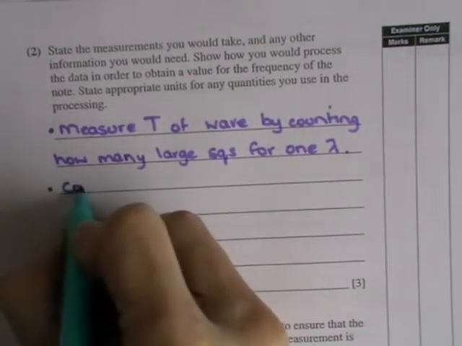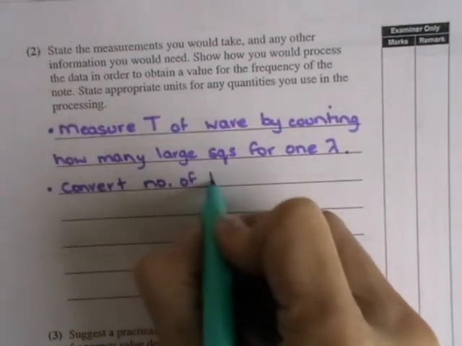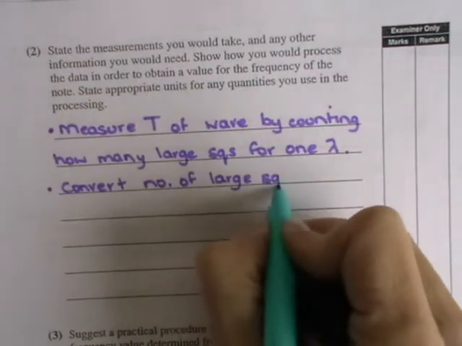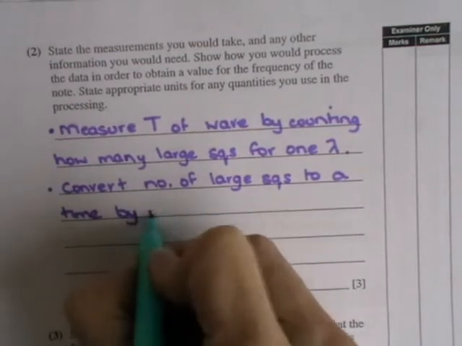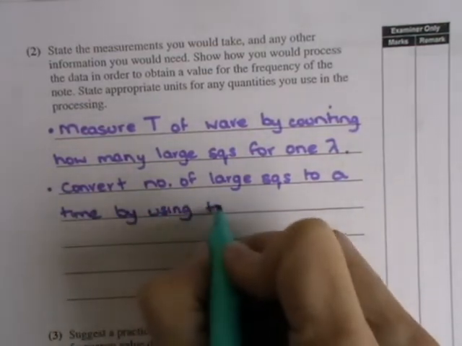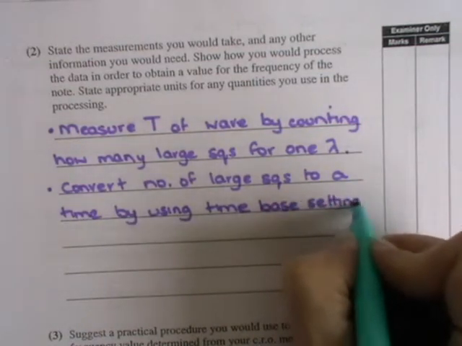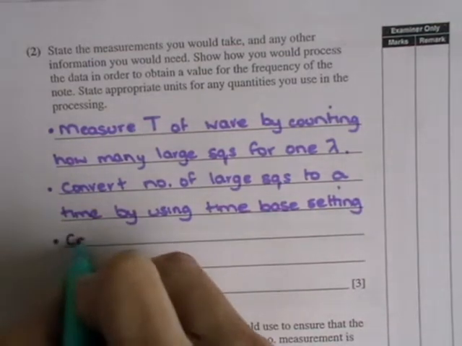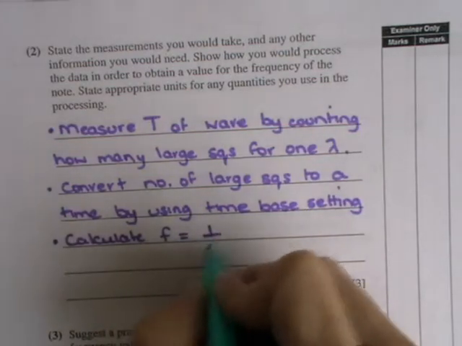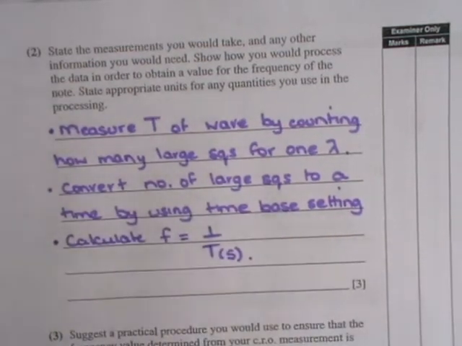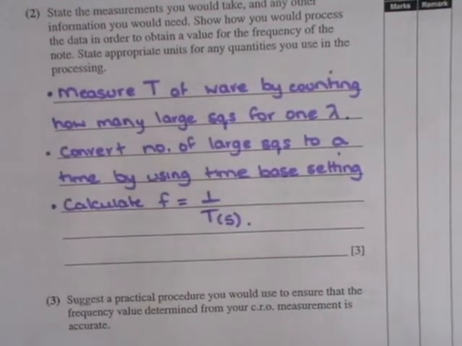Secondly, you have to convert the number of large squares to a time by using the time-base setting. And lastly then, calculate the frequency f using 1/t, and it has to be in seconds, and that's important because very often your time-base setting is in milliseconds or microseconds.